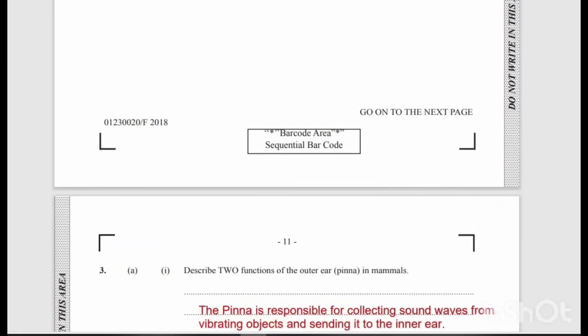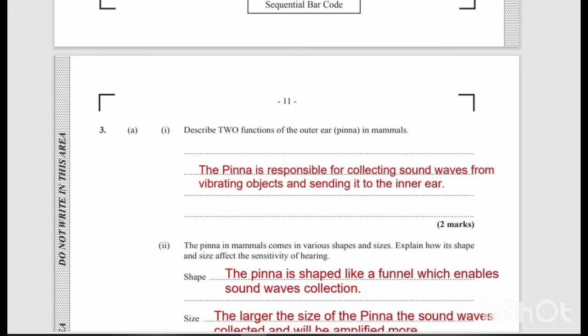The next question, question 3, says describe 2 functions of the outer ear or the pinna in mammals. The 2 functions are that the pinna is responsible for collecting sound waves from objects, and it is also responsible for sending it into the inner ear. Those are the 2 functions of the pinna.